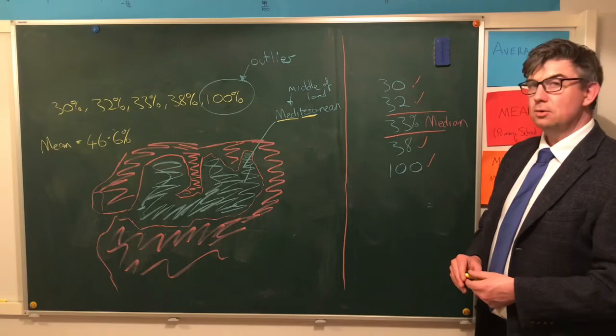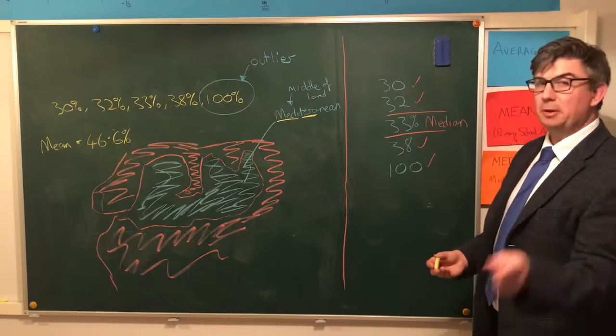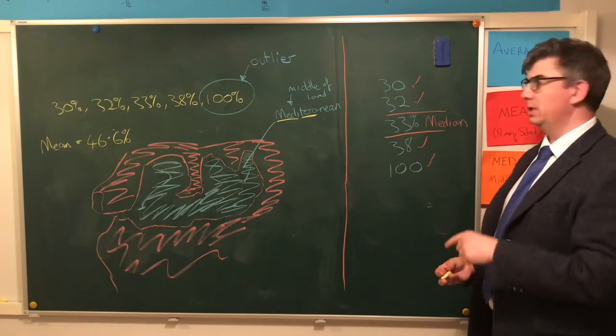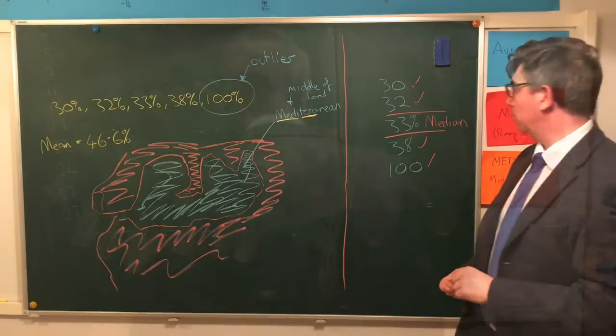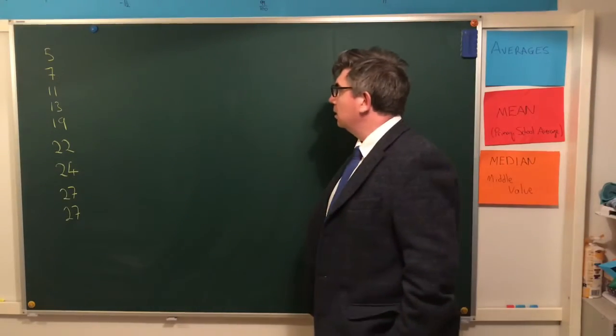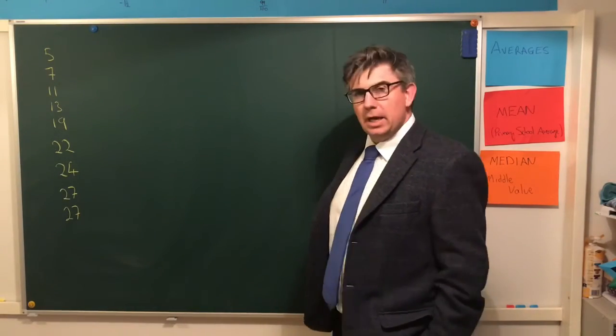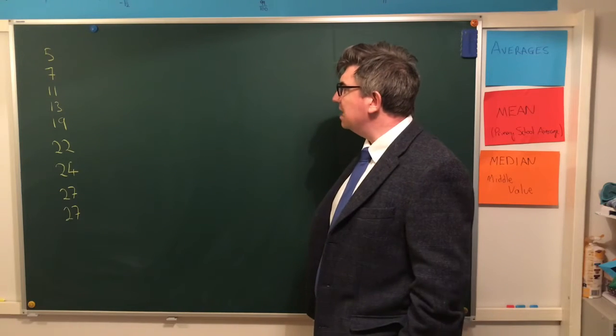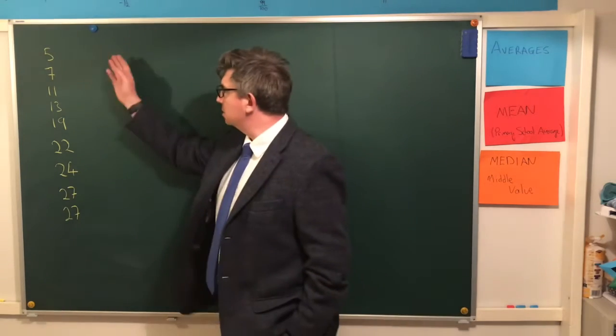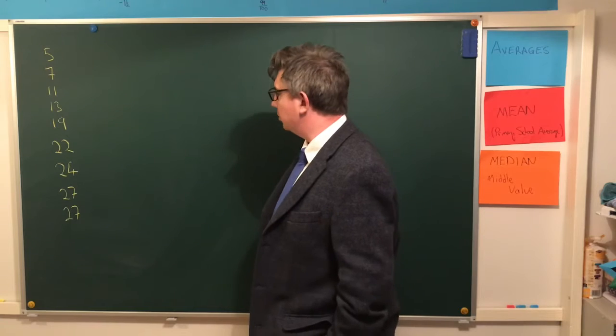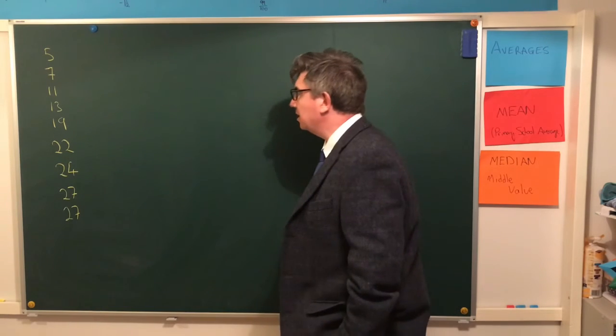Okay, so I'll clear my board, I'll put up another example, and then I'll get you to do an exercise. Right, we're asked to find the median of this data here, so 5, 7, 11, 13, 19, 22, 24, 27, 27. Find the median of it.